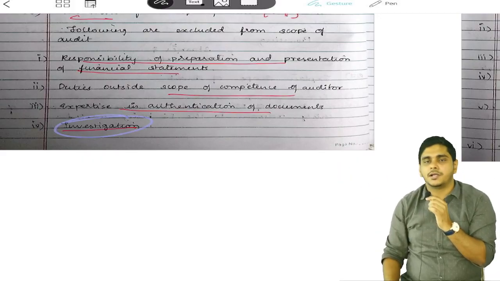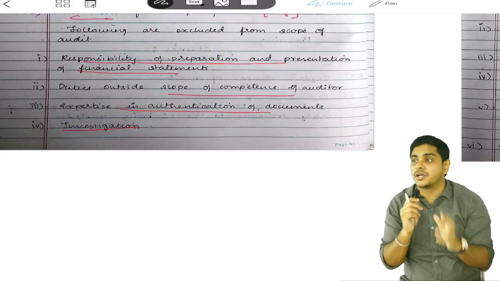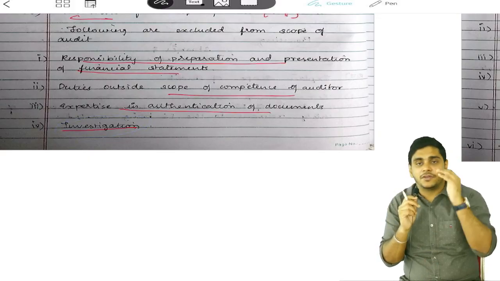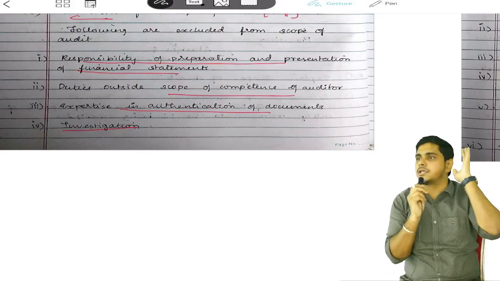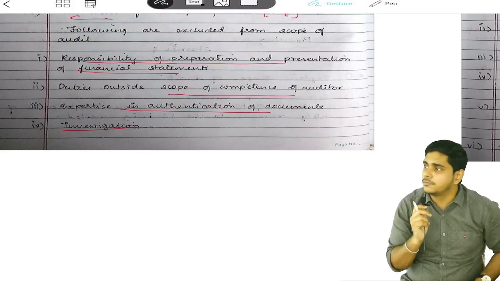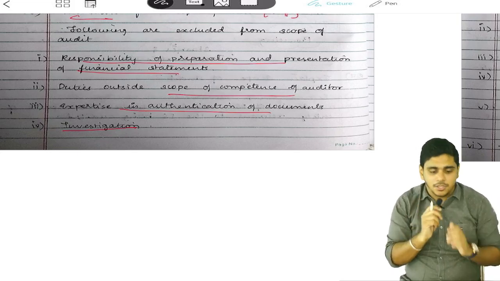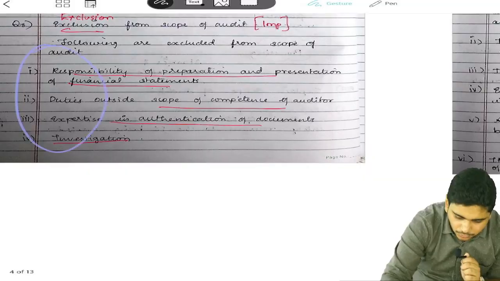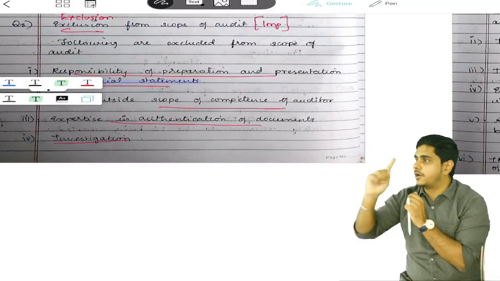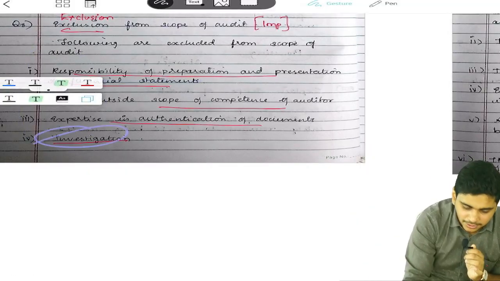investigation. Understand, we are the auditors. We are not investigators. We are here not to find out the fraud. Our main job is to give only one thing. Opinion. Opinion on what? Financial statement. So these four things will not be included in the scope.